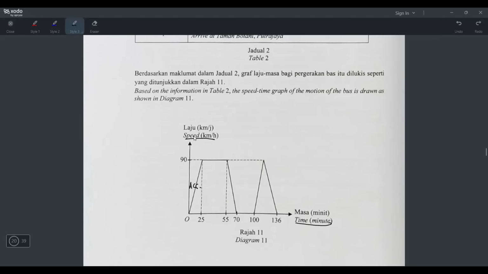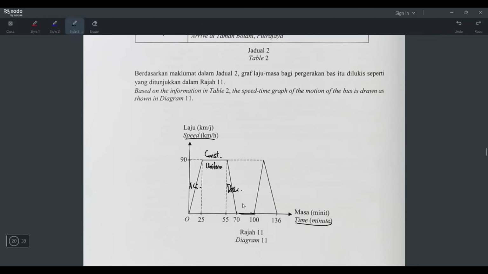Okay, yeah, if it's a speed-time graph and the line goes up, that means it's accelerating. And what if the line is a horizontal line? For a speed-time graph, if the line is horizontal, that means it's still moving with a constant speed, or uniform speed. And when the line goes down, it means the speed decreases over time, so it decelerates.